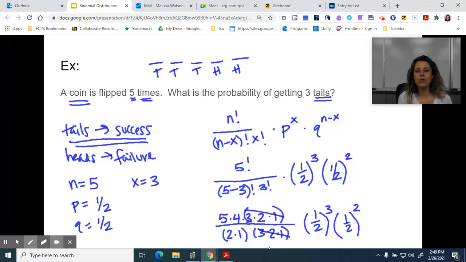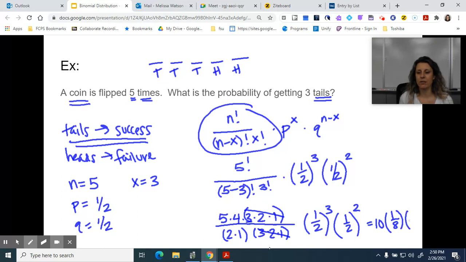So if I move those H's to different slots, let's say, for instance, I want heads, heads, tails, tails, tails, or heads, tails, heads, tails, tails, right? All those different arrangements, there's 10 of them. So that's what this part of the formula tells you: how many different ways you can rearrange those letters. Okay, so we have 10 multiplied by 1/2 to the 3rd. Well, that would be 1/8 times 1/2 squared. That would be a 4th.